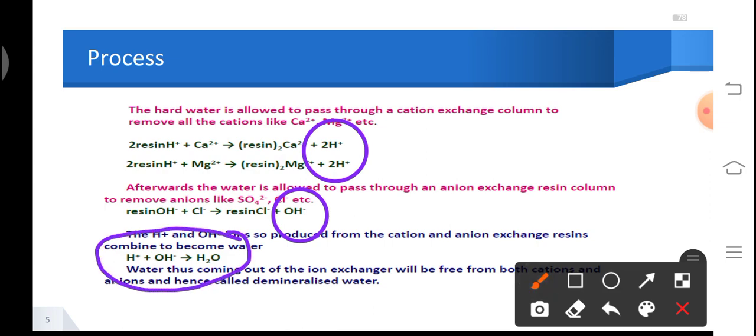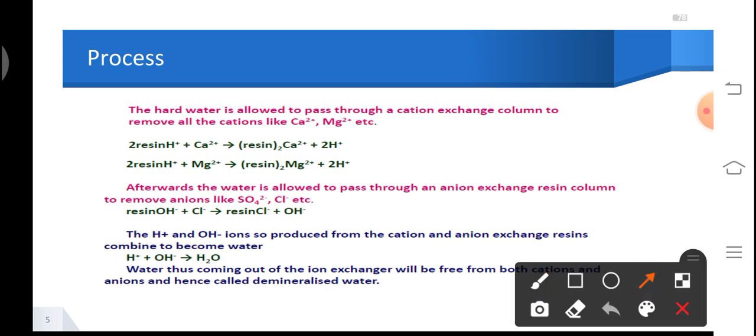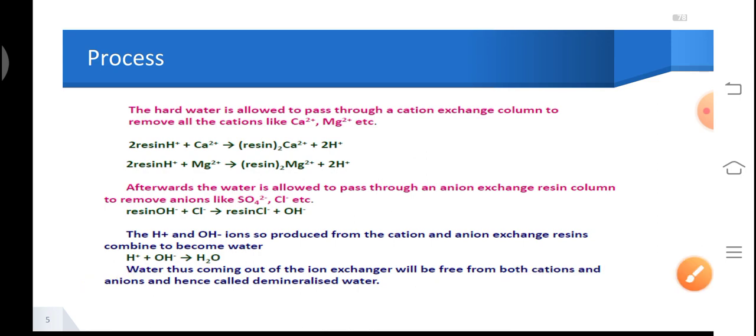So we will get water. H plus and OH minus react together to form water. So the water which is coming out from this ion exchanger is now totally free from the hardness causing ions. Hence this process is known as demineralization of water.